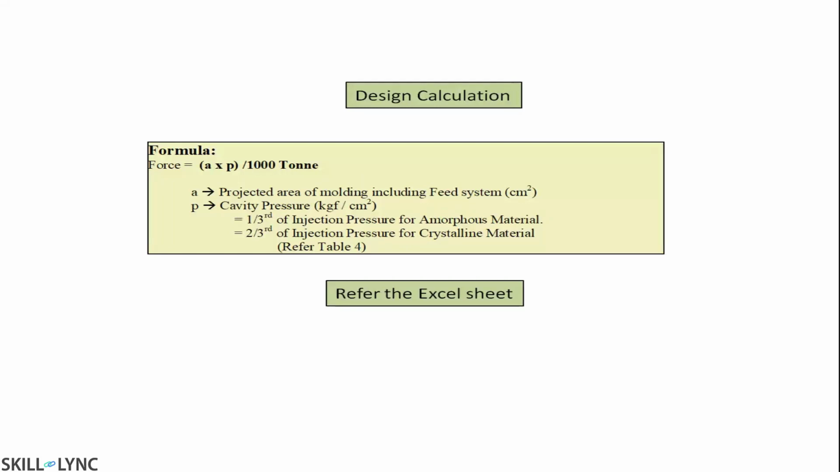Basically, the shape of the plastic part differs, right? Some parts will be very small, in the range of 100 mm. Some parts will be 1000 mm. So we can't mold all the plastic parts in the same machine, right? In order to get the correct tonnage, we need these kinds of calculations.